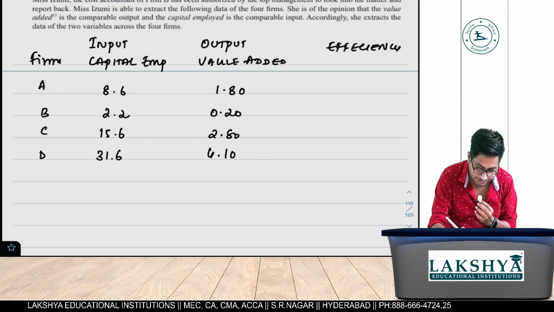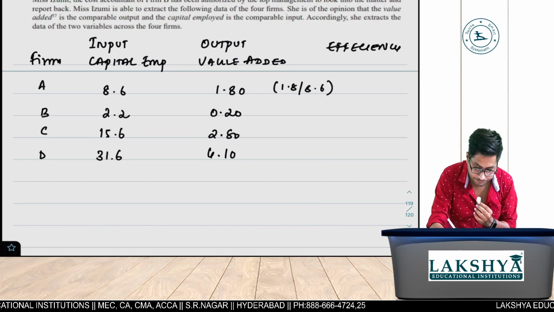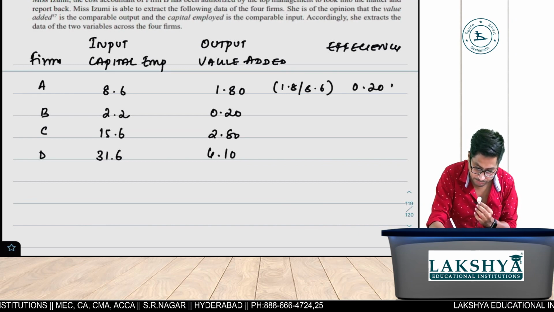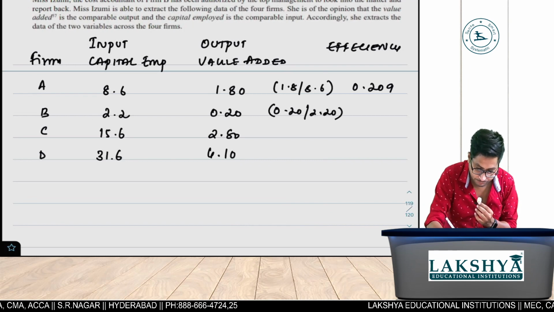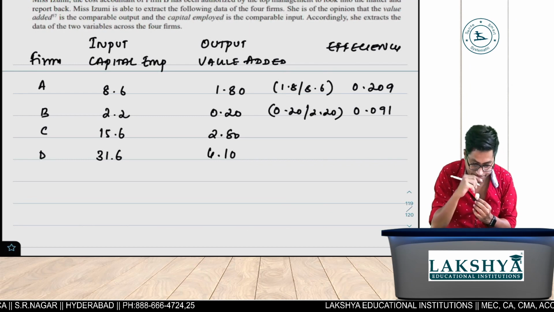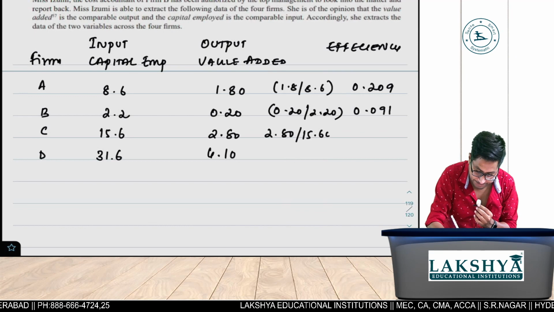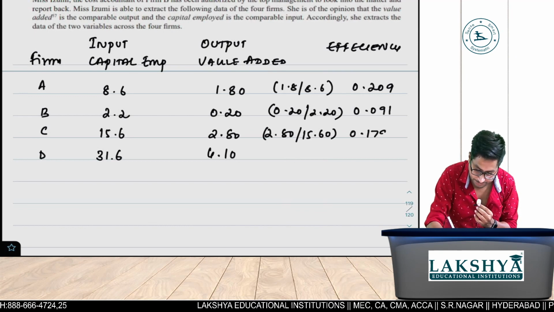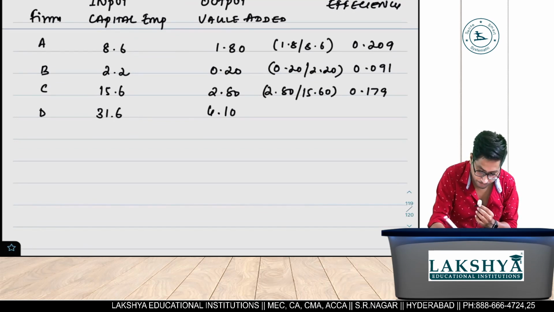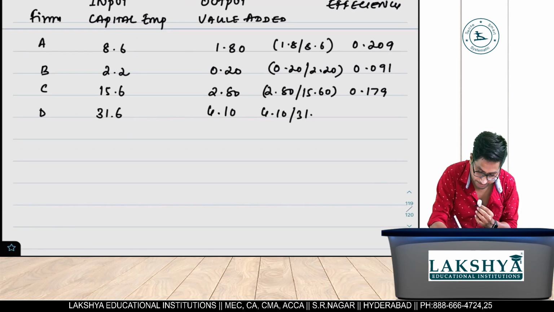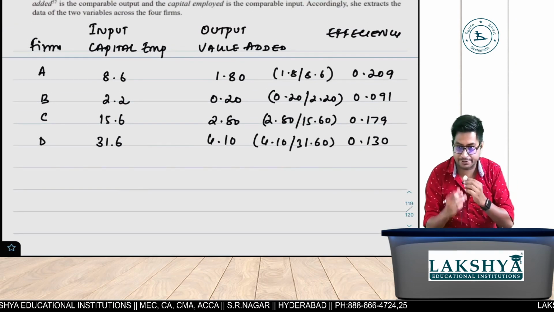Now let us calculate the efficiency. 1.8 divided by 8.6 कितना? 0.209. Here it will be 0.20 divided by 2.20. 0.091. Next, 2.80 divided by 15.60 कितना? 0.179. And then we have last one, 4.10 divided by 31.60 कितना आता? 0.130. So we calculated efficiency.